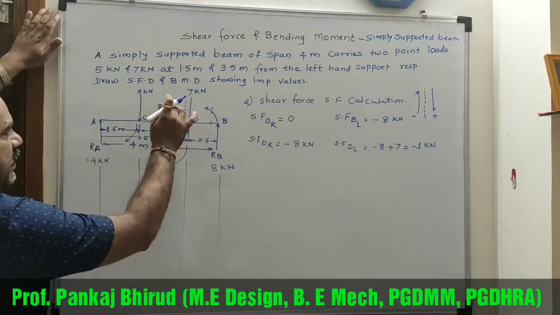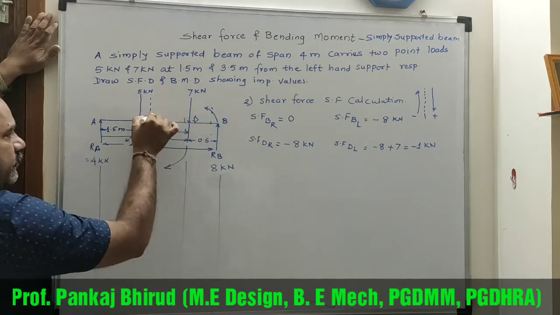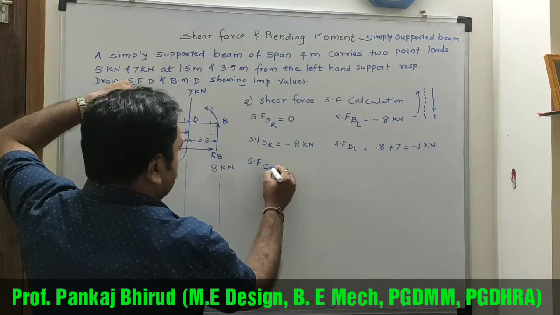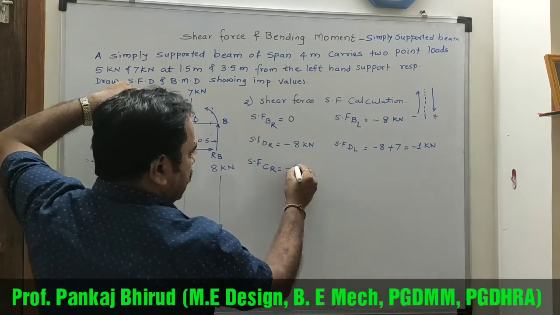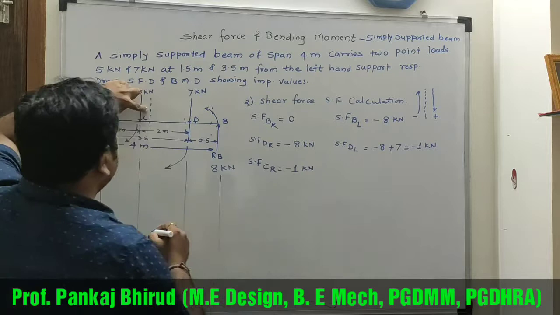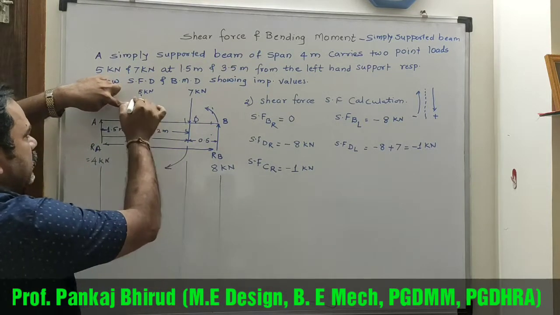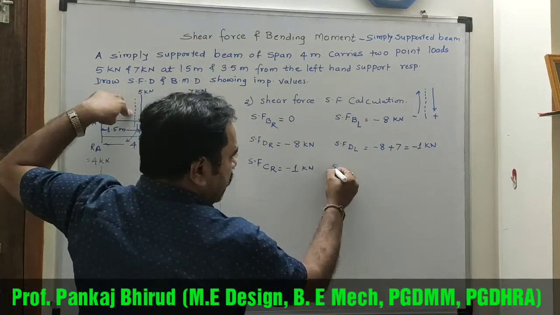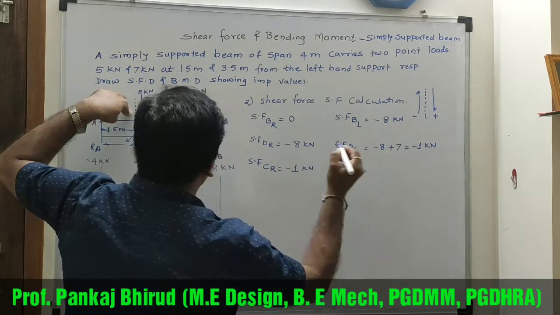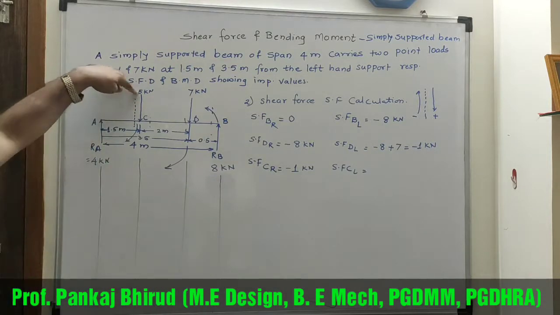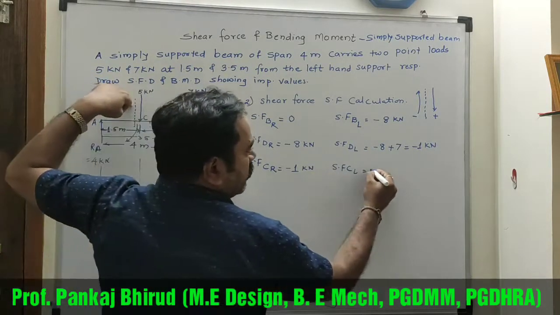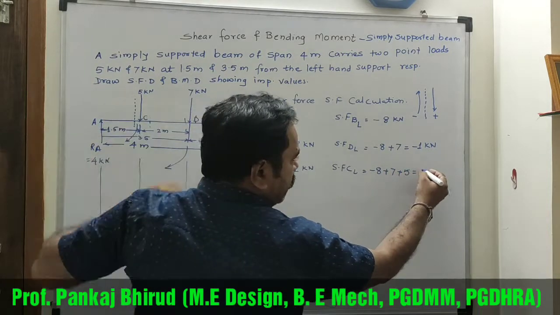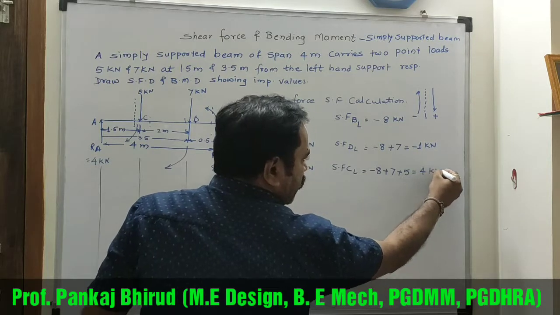Now similarly take the section just right of C, SFCR, similar, minus 1 kilonewton. Now shift this section just left of C, SFCL is equal to, now this 5 kilonewton is also in the downward direction. So minus 8 plus 7 plus 5 is equal to 4 kilonewton.